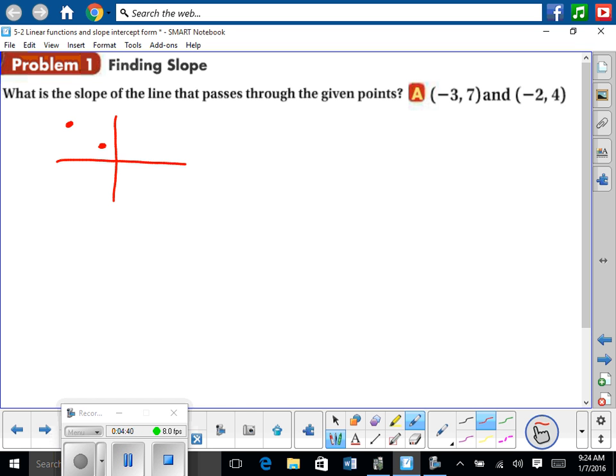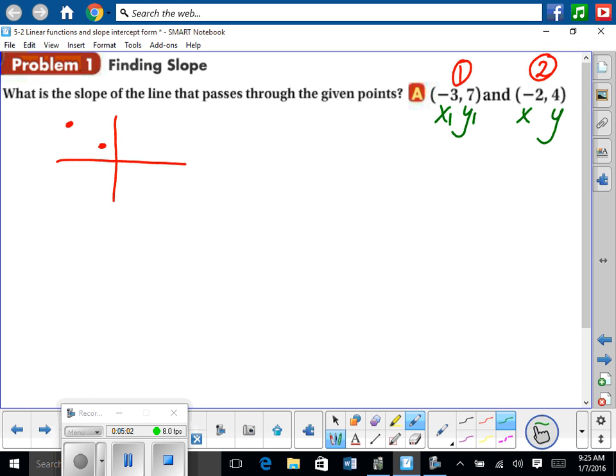From left to right, what is the point that comes first, guys? Negative 3, 7. And then we get our second point, which is this. So, this is my first point, this is my second point. Now remember, points are x comma y. So we have an xy point. Well, this is our first point, so I'm going to call that x1, y1.